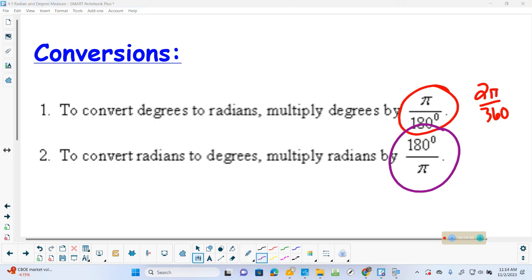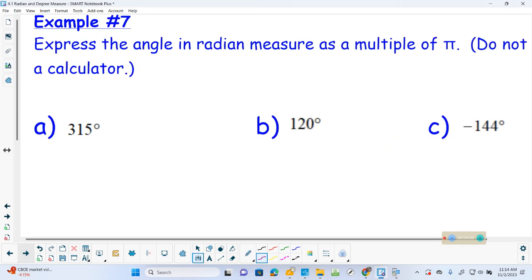I couldn't help myself. Here, let's get back to it. So much fun in math. Okay. Express the angle in radians, multiply by pi, don't use your calculator. Okay, well that's kind of sketchy. So we're going to, of course, multiply all of these by pi over 180.